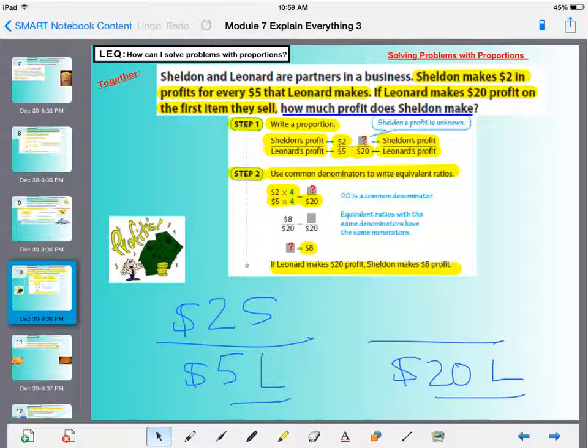And so this is very simple from this point forward, because now we say, well, to get from 5 to 20, are we getting bigger or smaller? We're getting bigger, so we know we need to multiply. 5 times what is 20? What I do to the denominator, I must do to the numerator. And so Sheldon made an $8 profit.